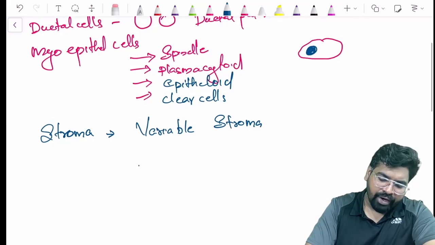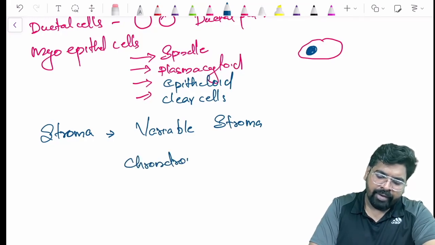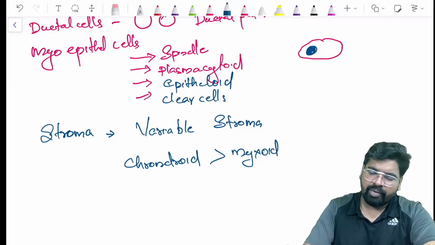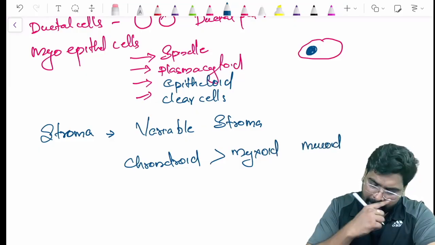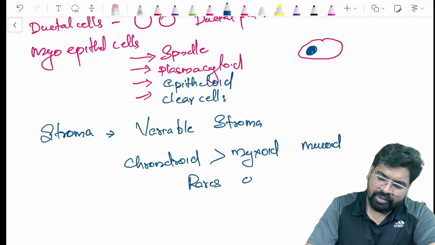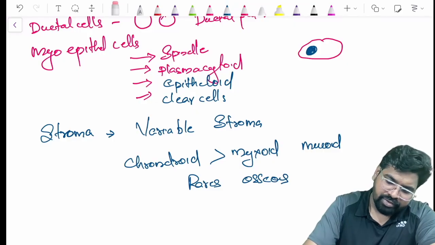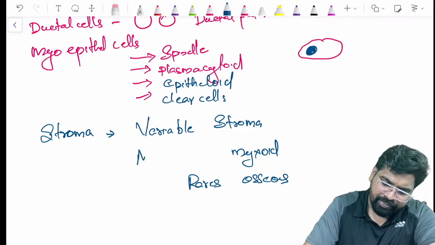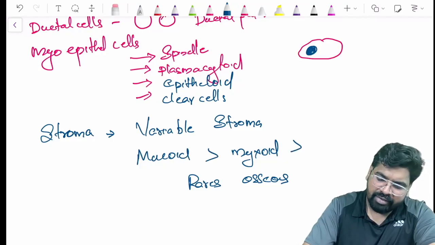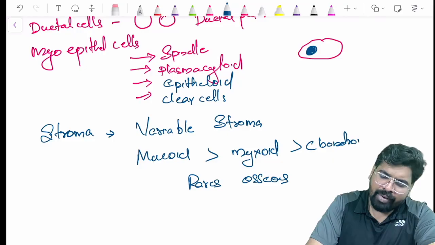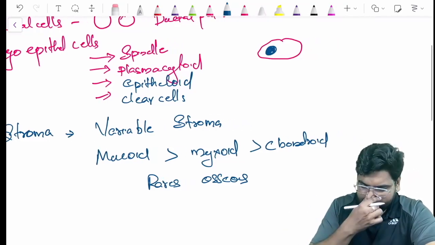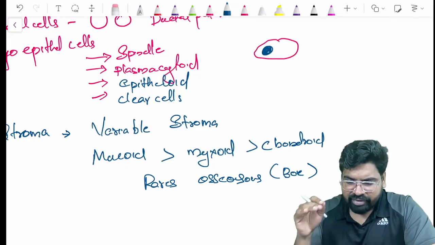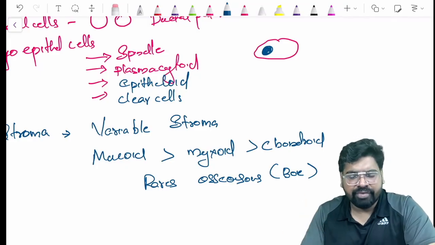They have a chondroid stroma, where some cartilage can be seen. Myxoid stroma, mucoid stroma. Rarely we can see osseous. Usually mucoid comes first. Most commonly it is mucoid stroma, then comes your myxoid stroma, chondroid, and rarely osseous, meaning we can see even bone inside. So this is what the stroma of a pleomorphic adenoma looks like.